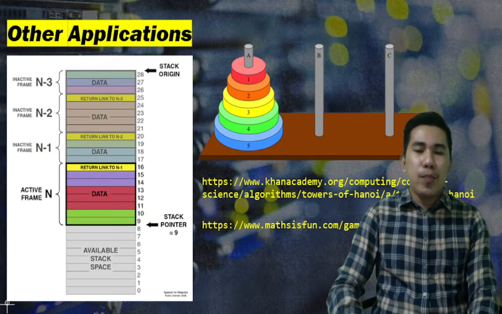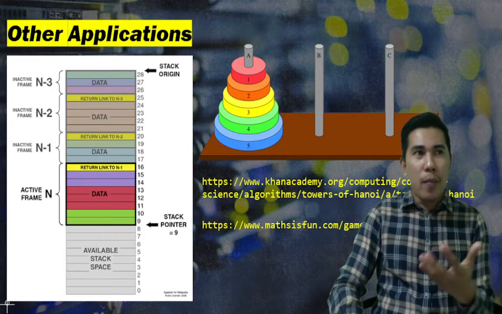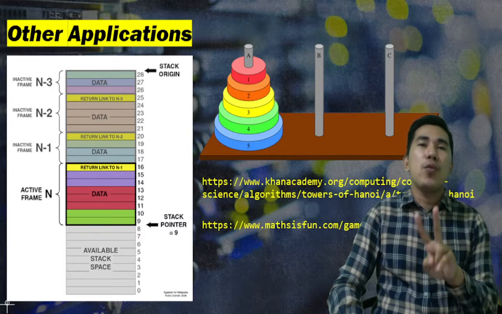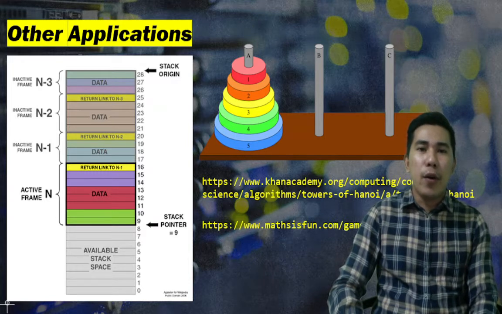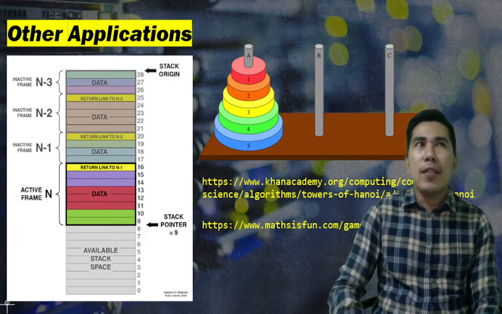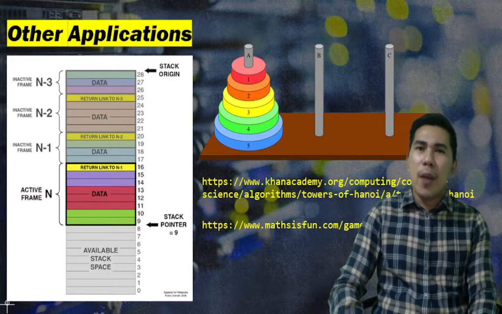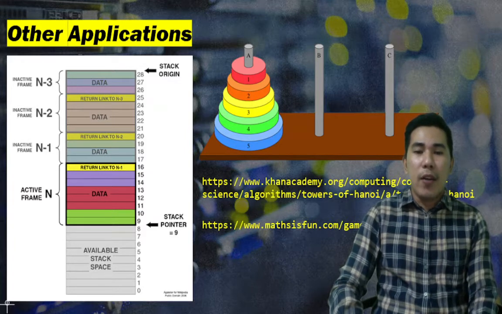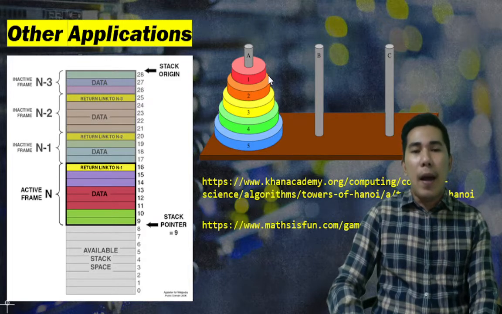Okay, so another application the stack can be applied to. Actually, when we talk about stack, Java uses two memory management types. Java uses stack for its primitive types, and Java also uses heap memory for its wrapper classes and for objects. Okay, another application of stack is actually the Tower of Hanoi.